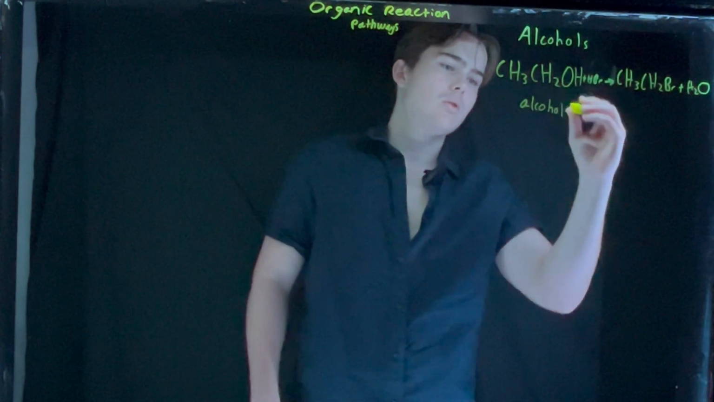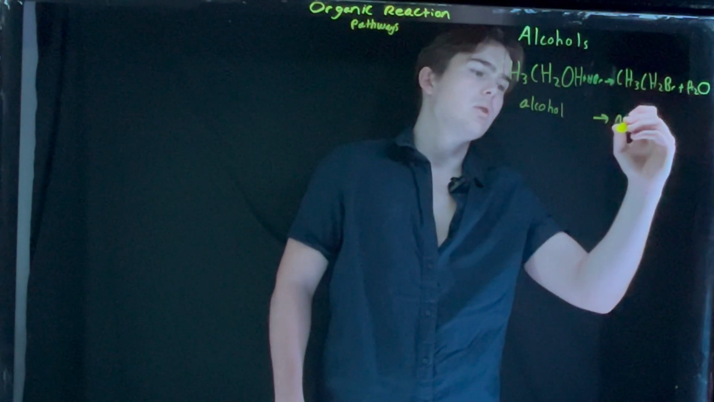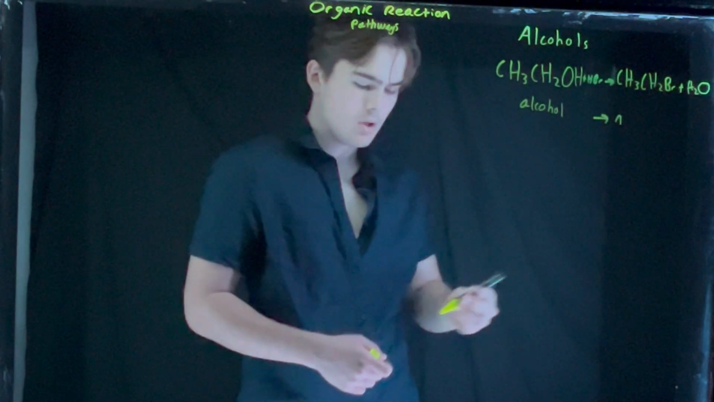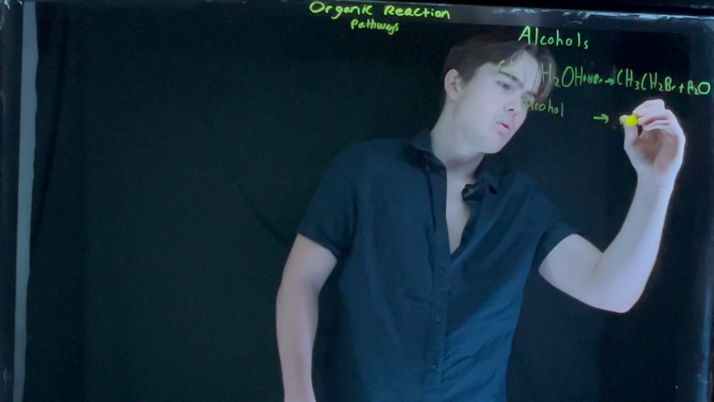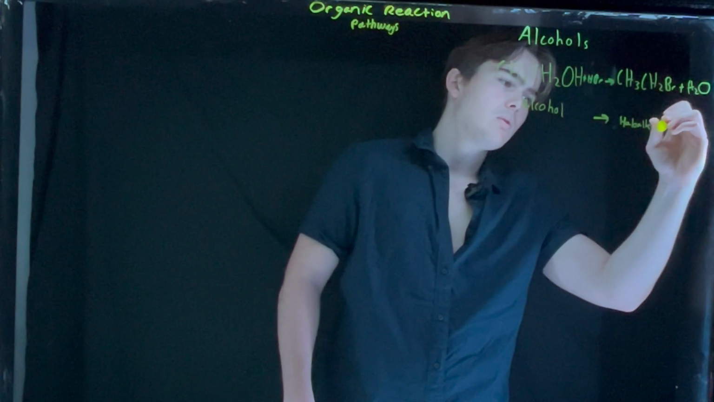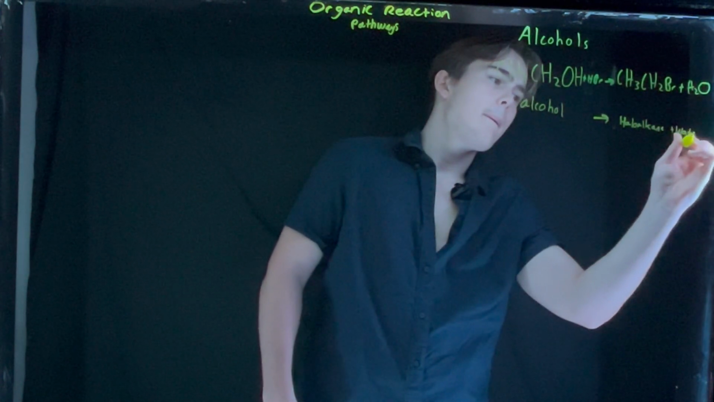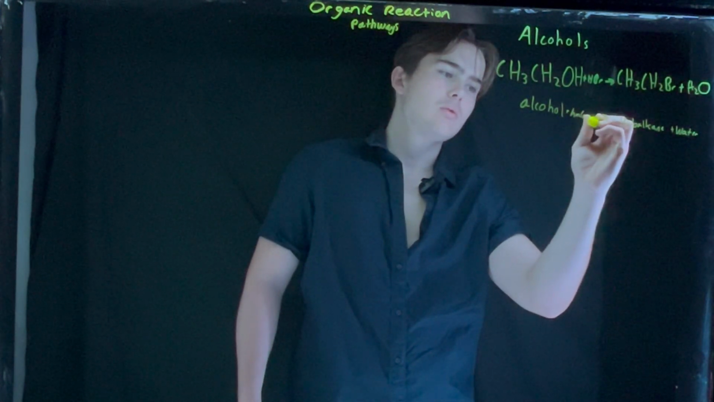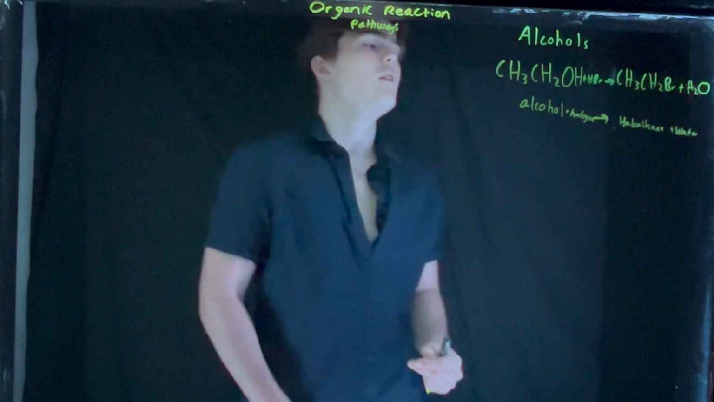alcohol to a haloalkane, because you have that bromine attached as well. So we go from an alcohol to a haloalkane plus water. Alcohol plus halogen produces a haloalkane plus water.